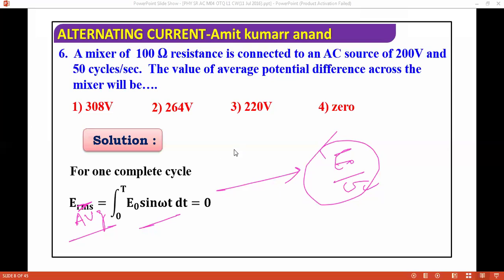Again, they play here with the student. So the answer is 0. That is the average value, not the RMS value. So here is a wrong explanation. You should know this if you want to approach the questions successfully.